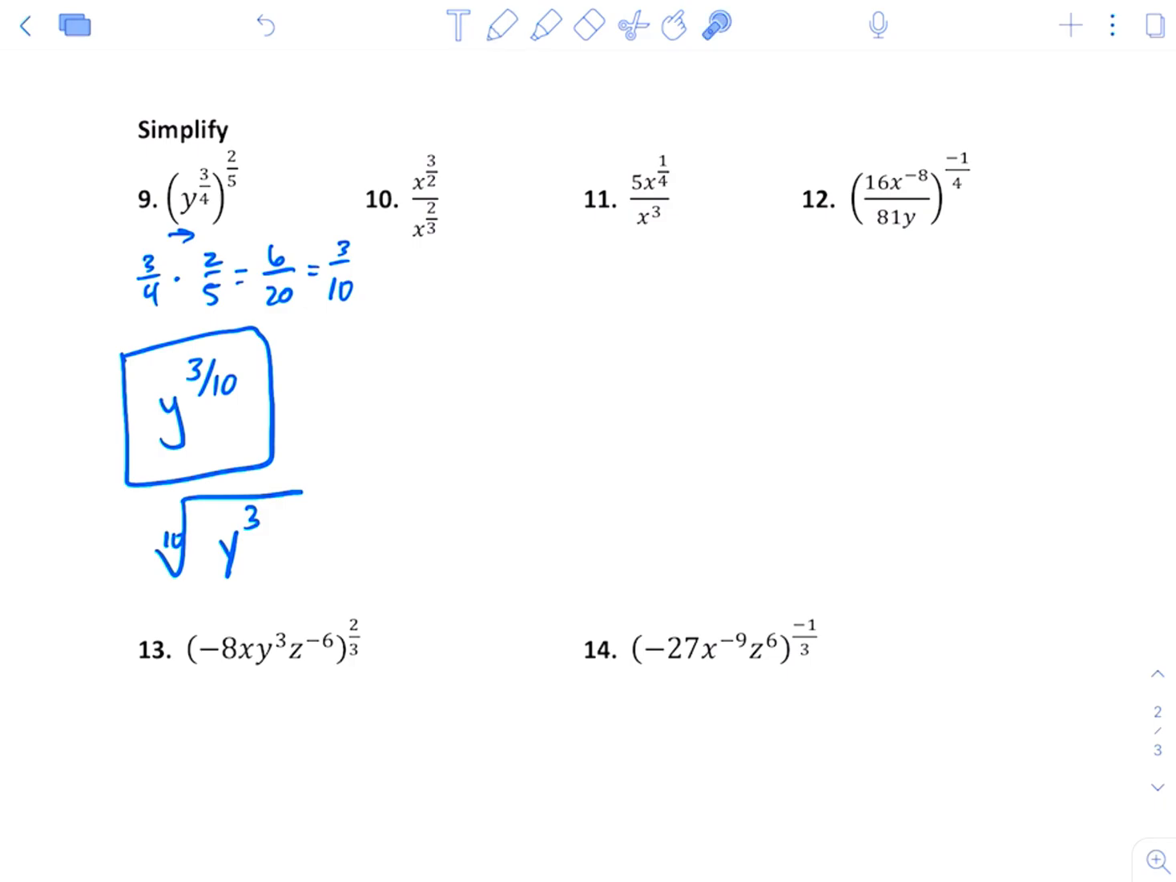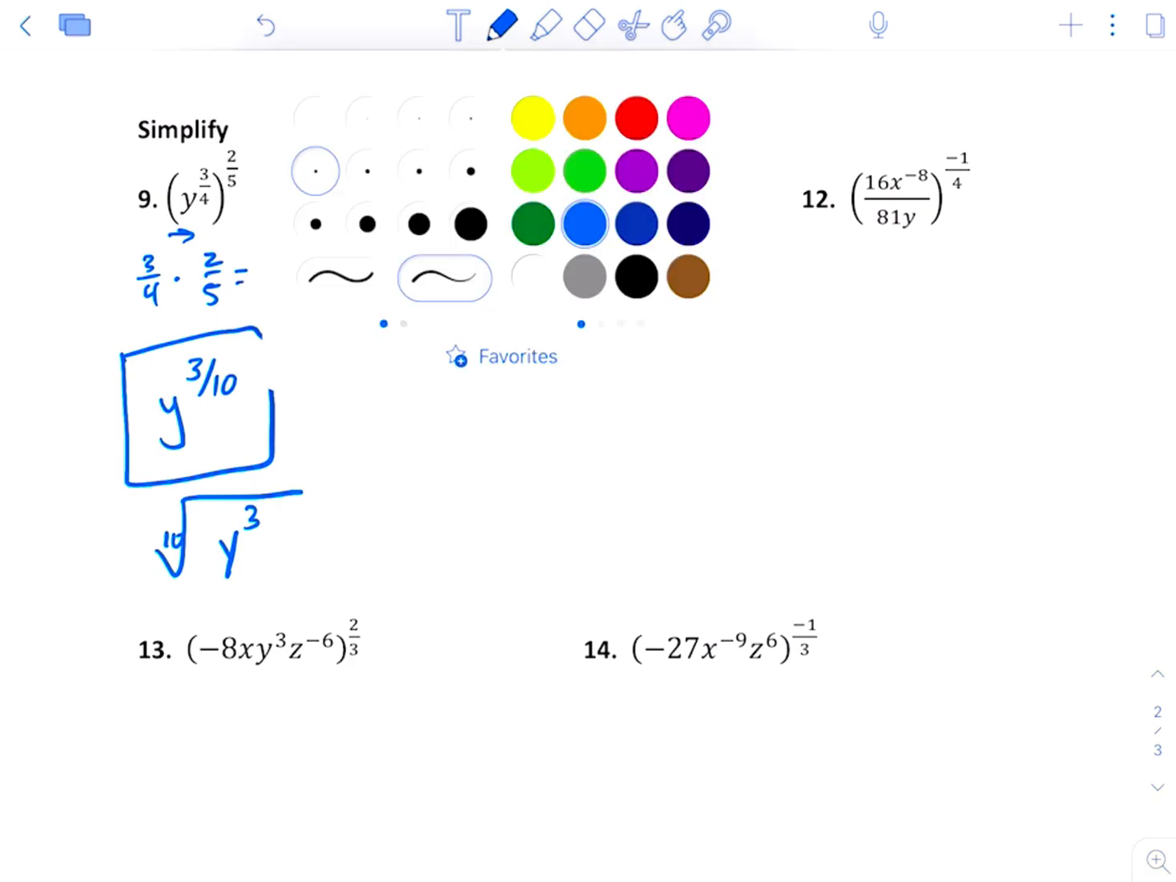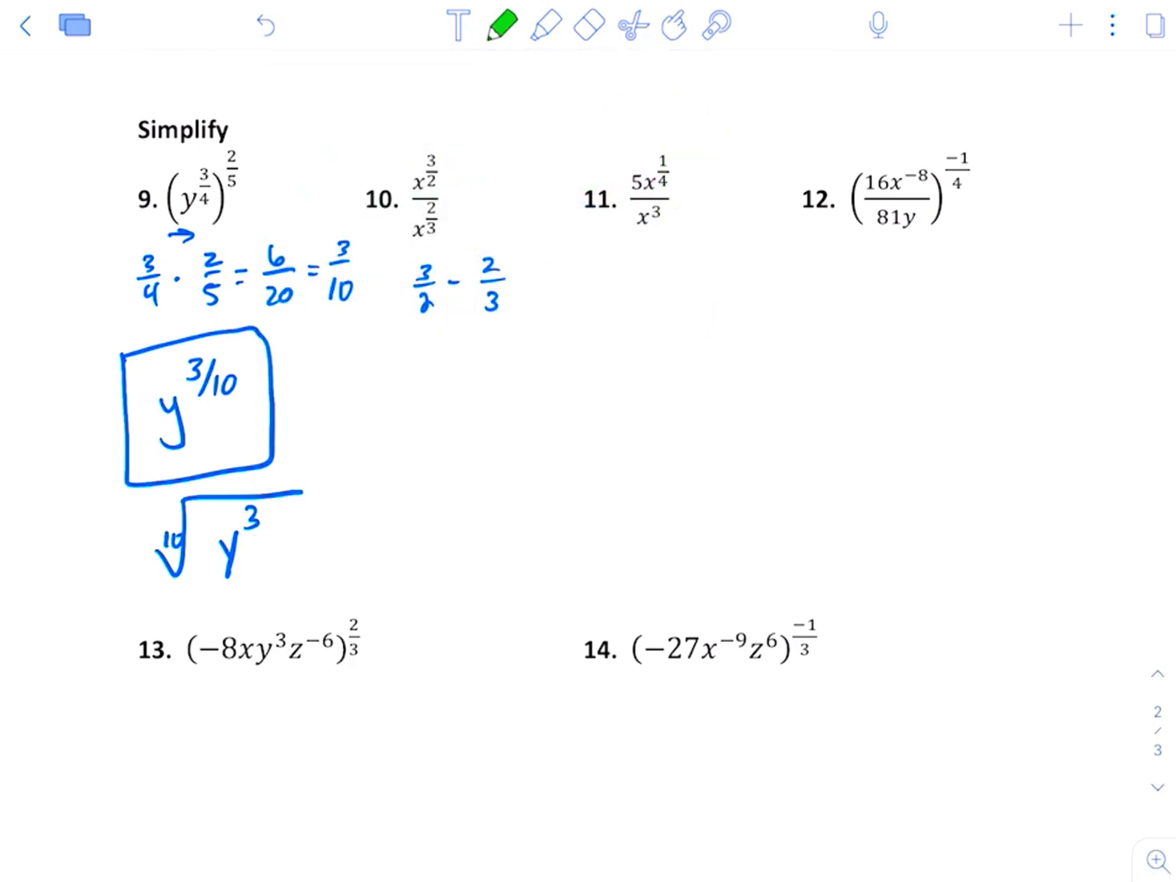Okay. Here, same base. That tells us to subtract our exponents. So we always take the top one minus the bottom one, and then we'll deal with the negative if there is one. So we're taking 3 over 2 minus 2/3. So since we are subtracting, we will need that common denominator. And our common denominator is 6. So to get that, I will need to multiply that first fraction by 3 and the second one by 2. So this will be 9 over 6 minus 4 over 6, which gives me 5 over 6.